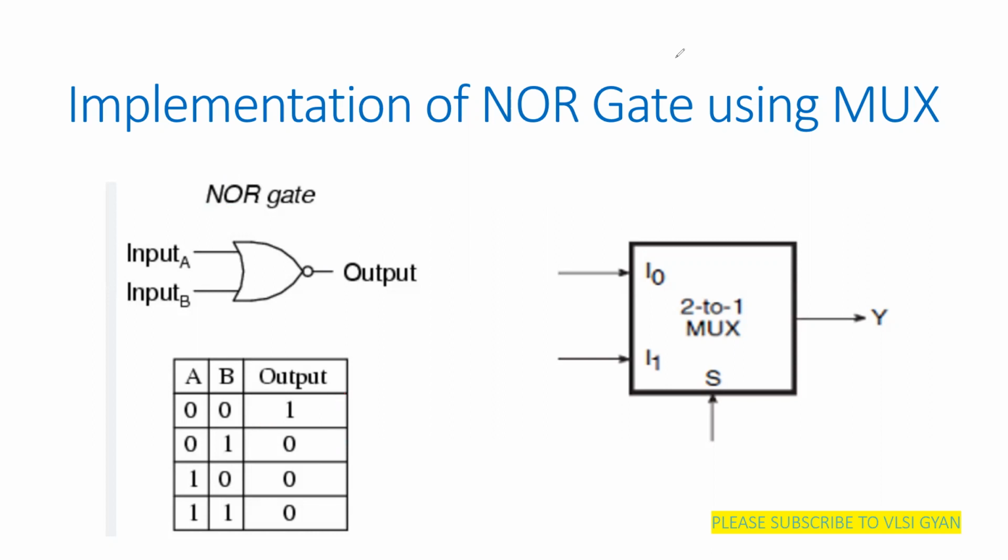Let us now implement this using the 2:1 MUX. Similarly, friends, we need to consider the same procedure: A equal to 0, A equal to 1.